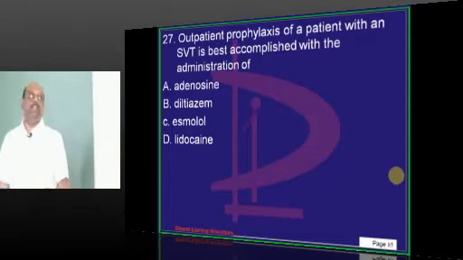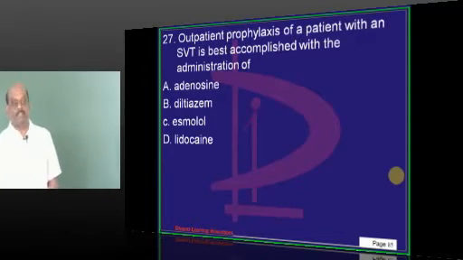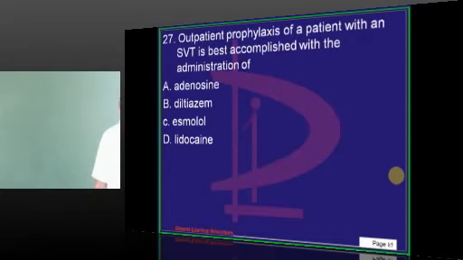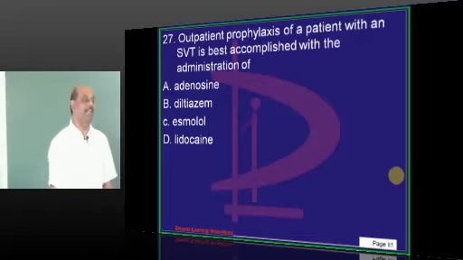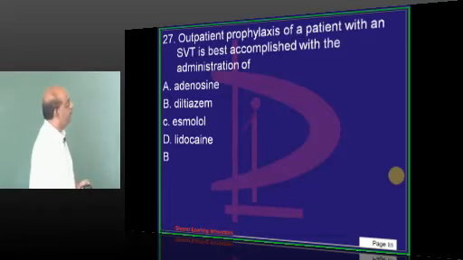So how do you treat SVT, doctor, if adenosine is not? Diltiazem. No, it is prophylaxis. Diltiazem. Anybody gave the innocent answer as adenosine? Oh, not prophylactically. Prophylactically we don't give adenosine. Prophylactically we don't give lignocaine. There is no prophylactic role.